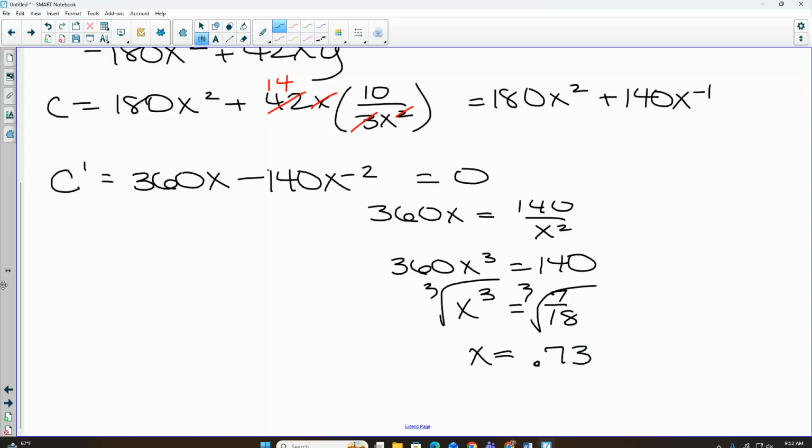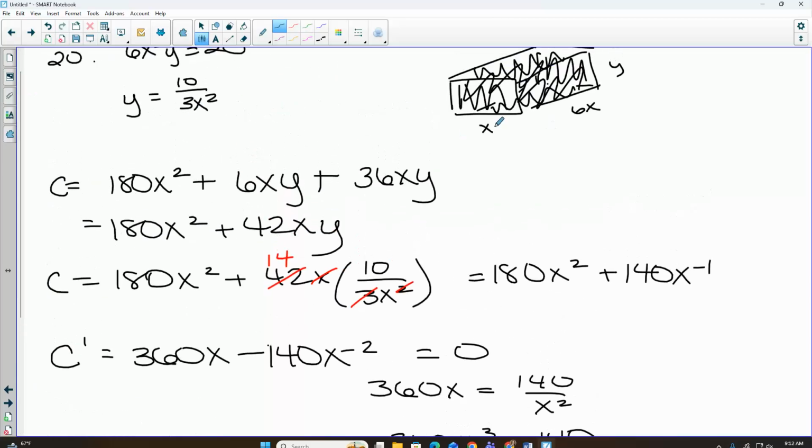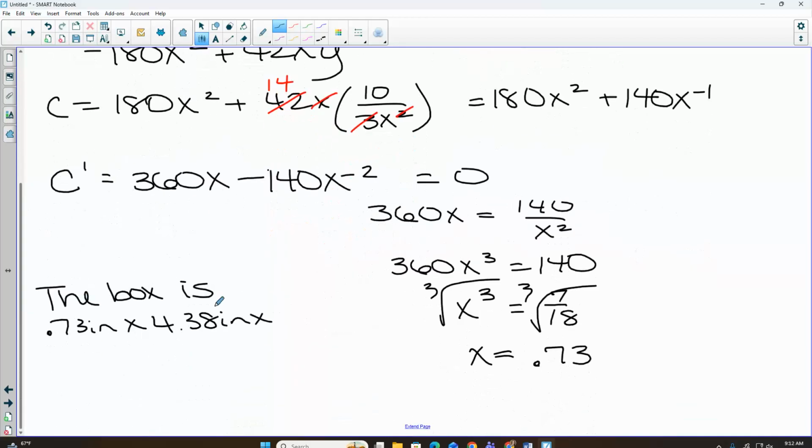You are giving the dimensions of the box, so length times width times height. So 0.73 inches by 6 times that for the 6x side is 4.38 inches. We need y, so I'm giving my original length, width, and height. Y is 10 over 3 times x squared. So if I plug that in, I get 6.26 inches.